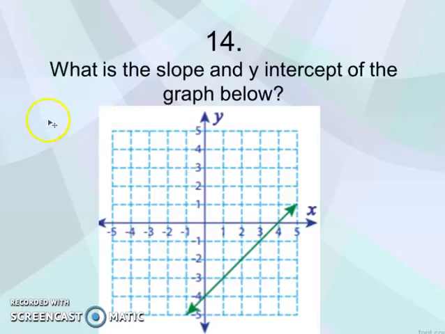So how do you solve a problem like this? It says, what is the slope and what is the y-intercept? So let's take care of the y-intercept first. That's easy to figure out. Notice it has the letter y in it, so you just look for the letter y.